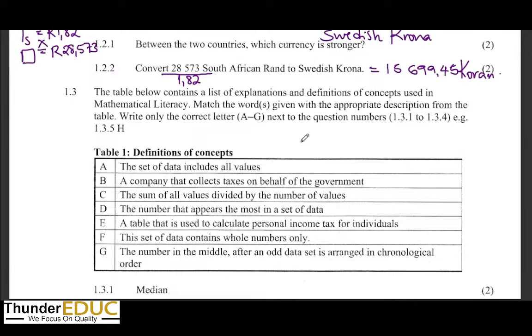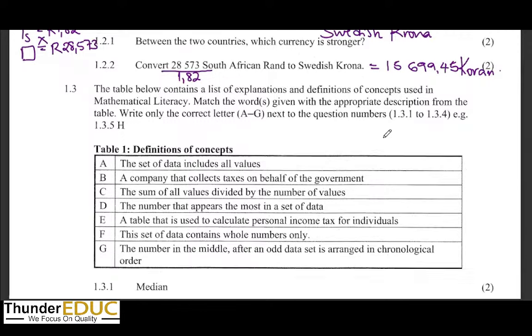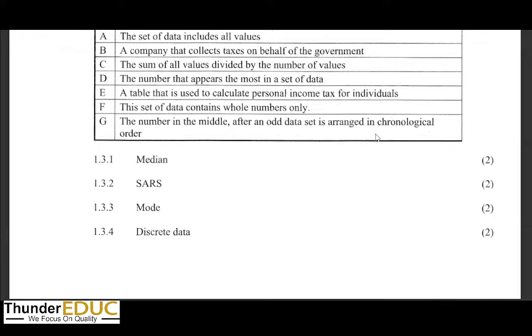1.3. The table below contains a list of explanations and definitions of concepts used in mathematical literacy. Match the words given with the appropriate description from the table. Write only the correct letter next to the question number. So what you do first in your answer sheet, you write the numbers first.